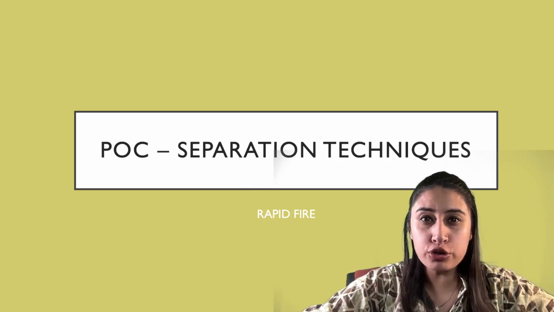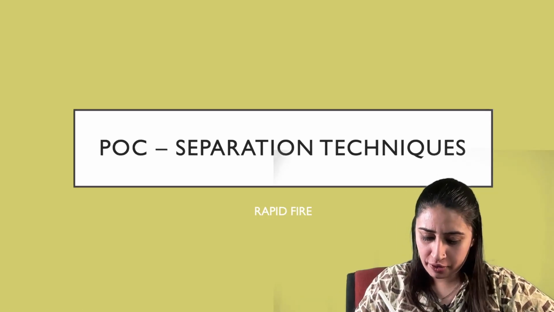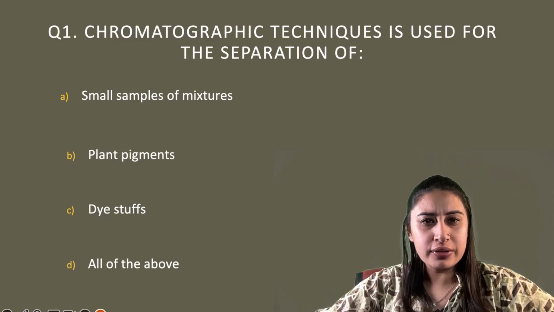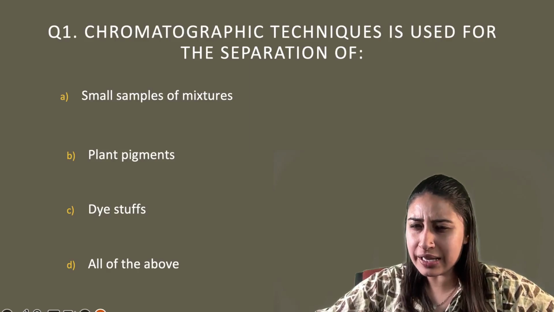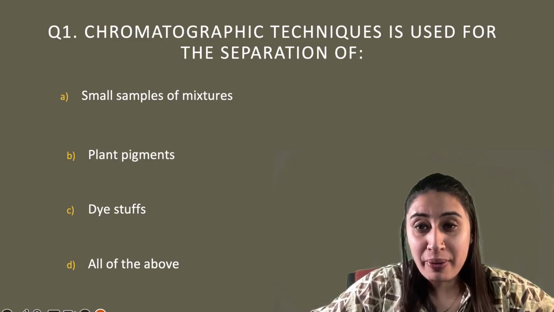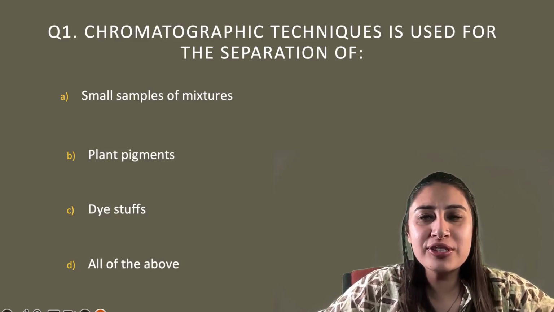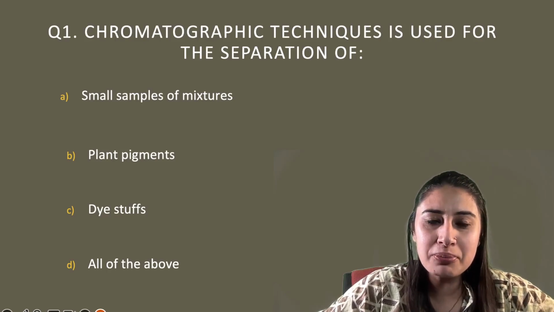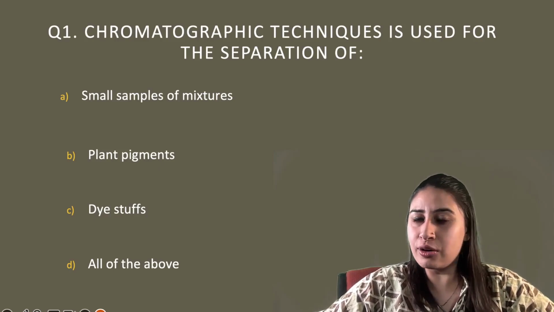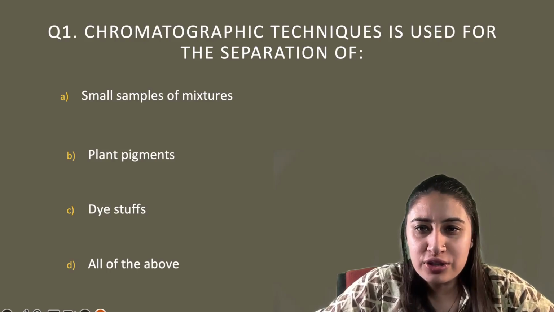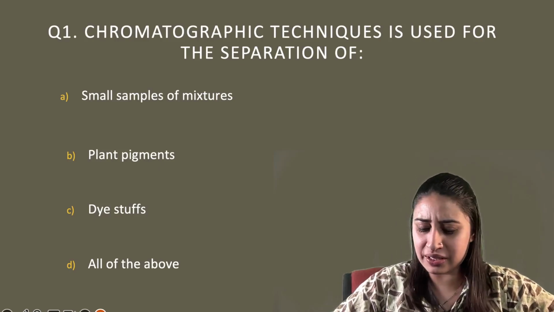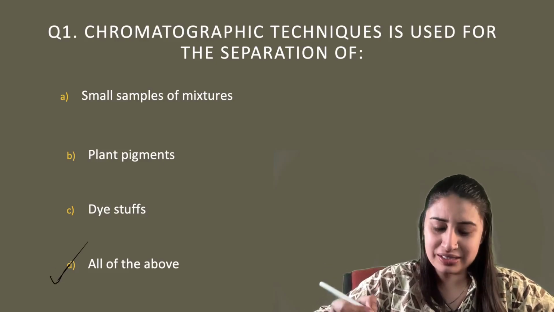Question number 1 on your screens now. First question: Chromatographic technique is used for the separation of options: small samples of mixture, plant pigments, dye stuff, or all of these. Well, you must know that we can use chromatography for not just separation but also isolation, purification. So it's a wonderful, relatively new method, and we can use it not just for colored products, but also the pigments, the dye, the small samples, everything. So D becomes the answer to this question.